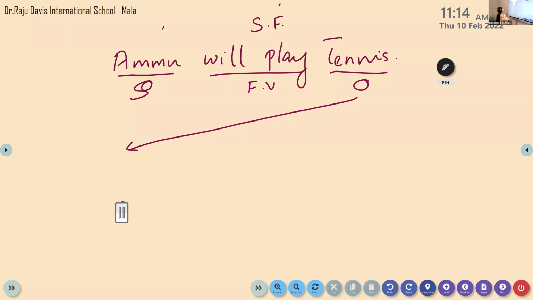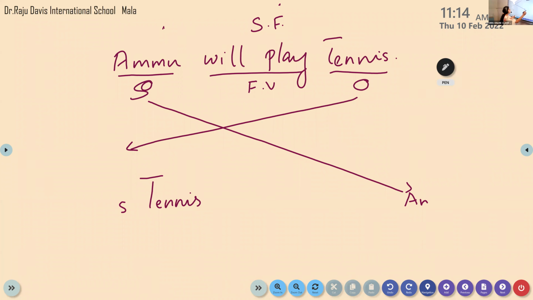Okay, agree. So, what is the first point to remember? The object of the active voice will be the subject of the passive voice. Okay, so tennis will be the subject. I have to begin my sentence with tennis. Okay, then what is the next step? Ammu will be the object. Okay, that means you are interchanging the position. Ammu moves into the position of the object here. Okay, fine.